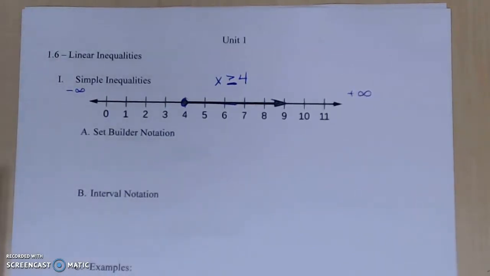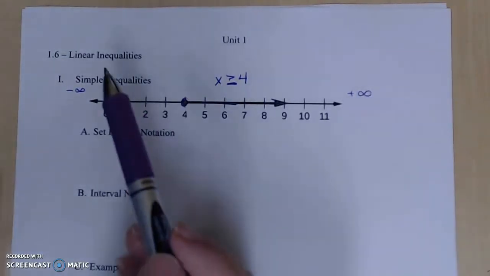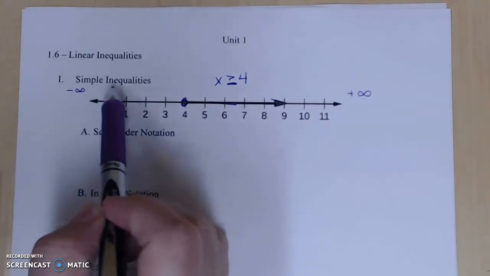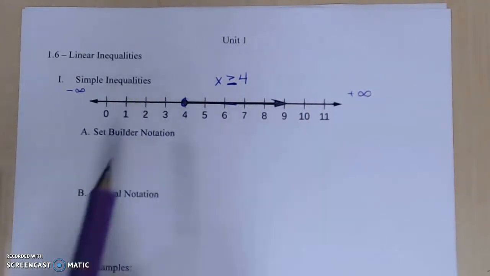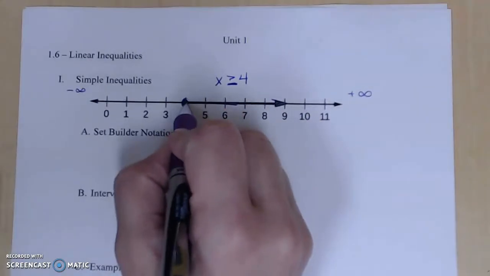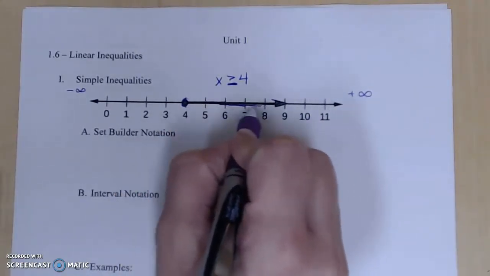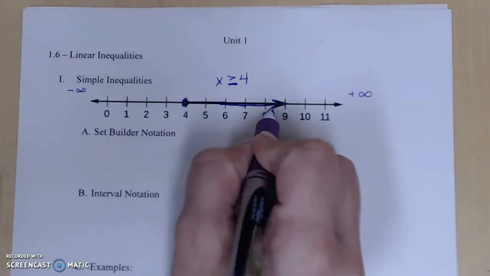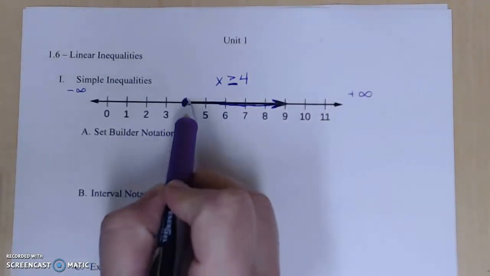In 1.6, we're going to be looking at some linear inequalities. So for part 1 here, I want to work with some simple inequalities, kind of talk about some notation, different things. So you can see here, I've got just a number line graphed here, and we're looking at values that start at 4 and go on to the right.